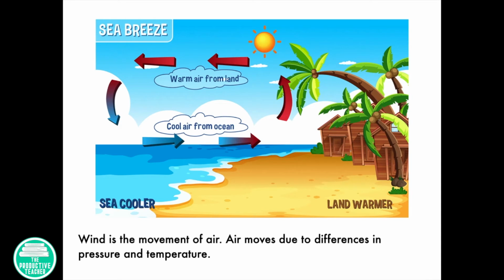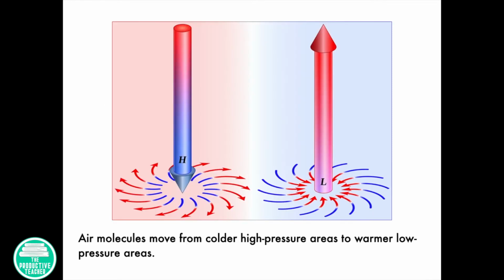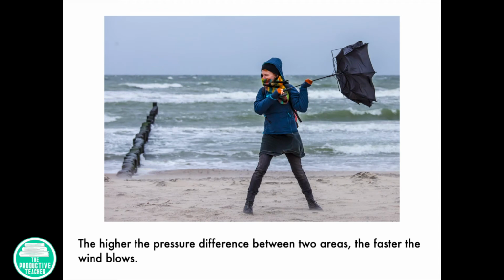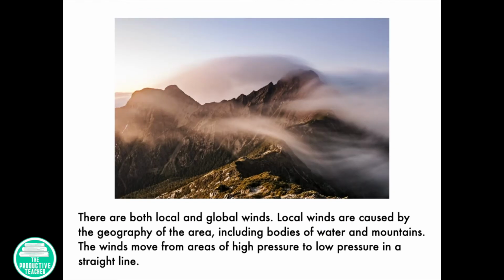Wind is the movement of air. Air moves due to differences in pressure and temperature. Air molecules move from colder high-pressure areas to warmer low-pressure areas. When warm air rises, fewer air molecules are left near the surface of the Earth. Colder air molecules rush in to fill the space left behind by the rising warm air molecules. The higher the pressure difference between 2 areas, the faster the wind blows.